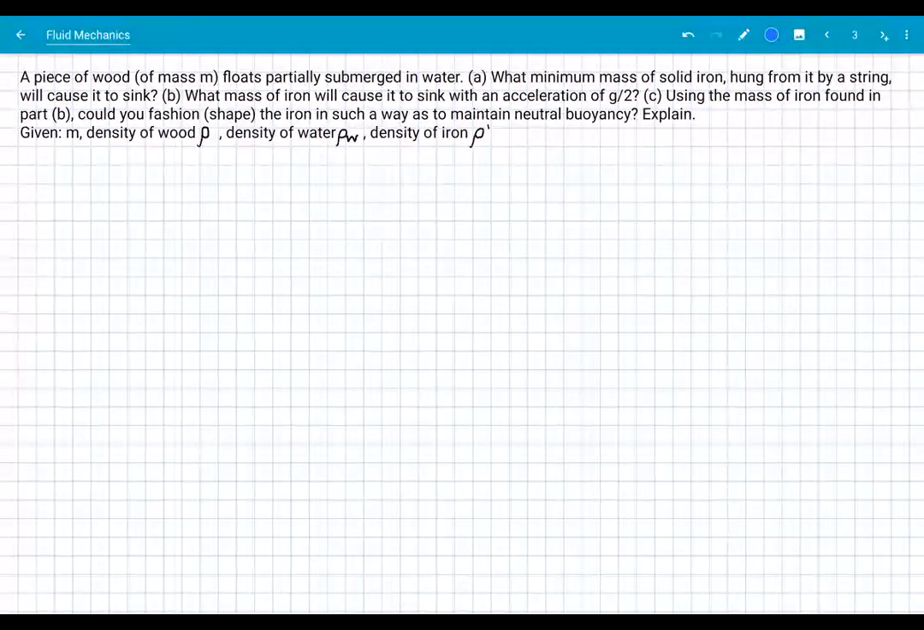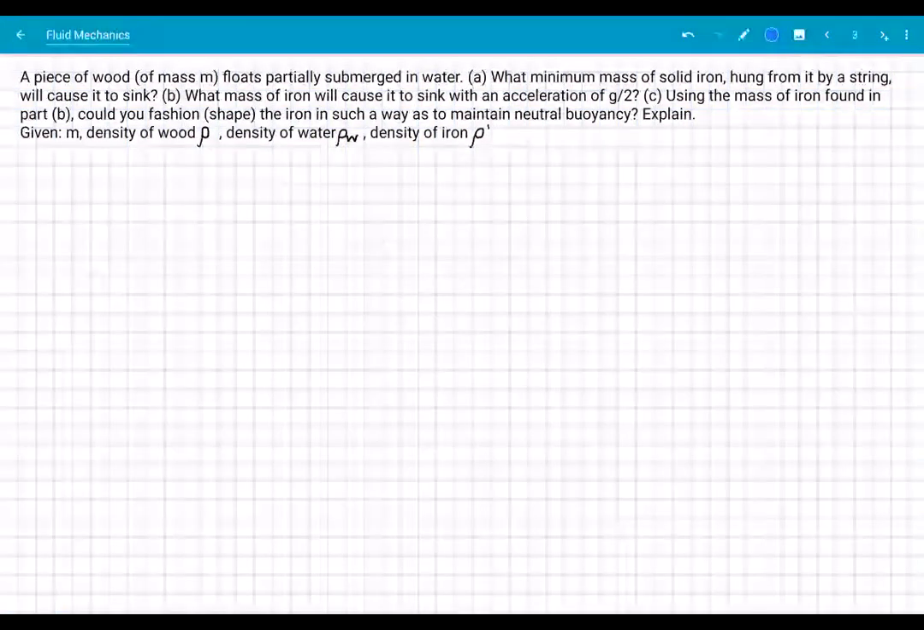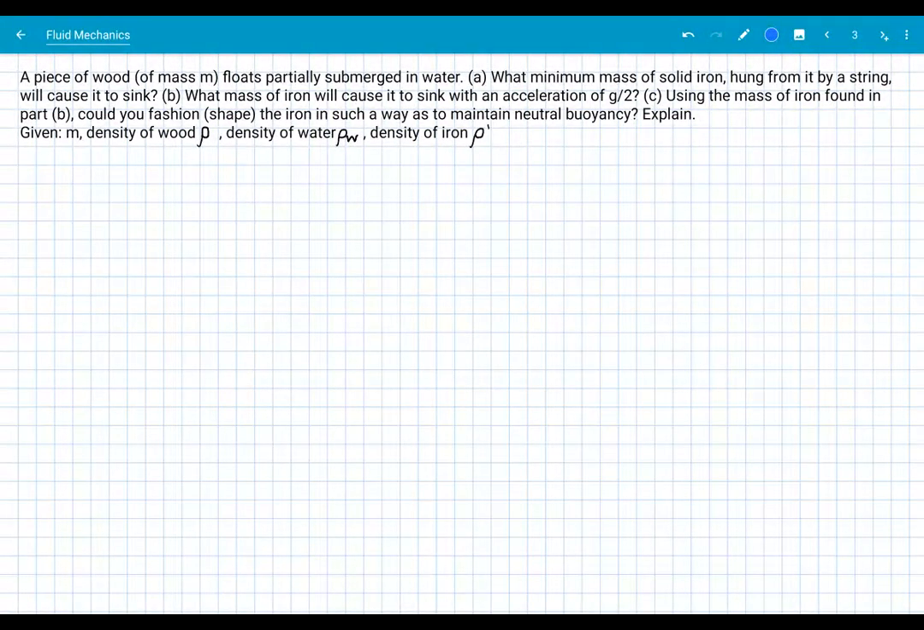So what we're conceptualizing here is that we want this piece of wood to be pulled down into the water by a mass of iron that's connected to the bottom of it. All they're asking in part A is what will cause it to sink? So let's just say we're looking for a neutral buoyancy case, because we're not told that it's going to sink with any particular acceleration, but just to sink it underneath the surface of the water, if that makes any sense at all.